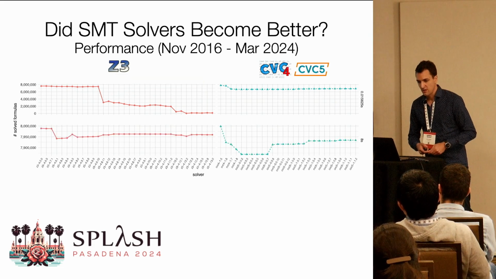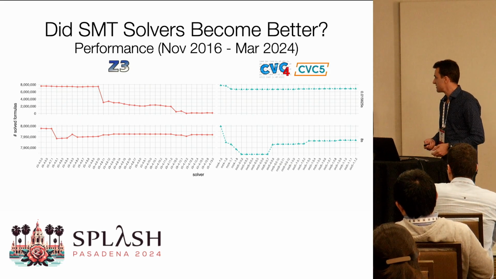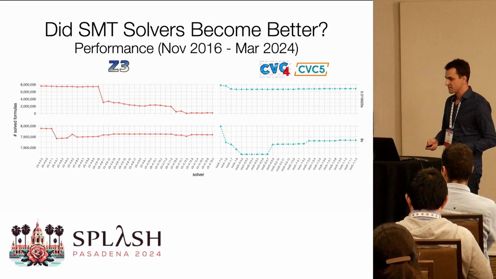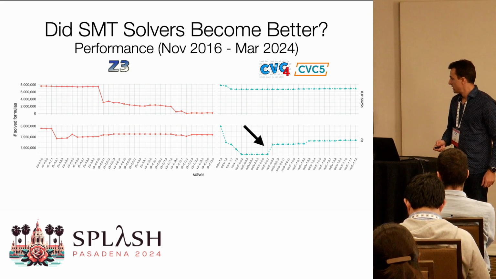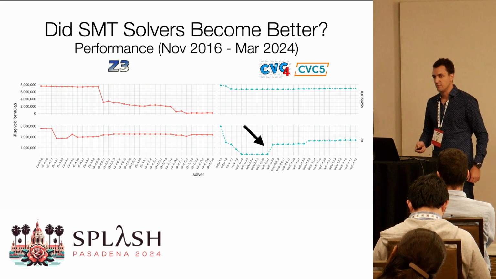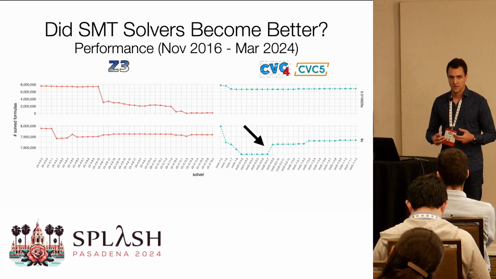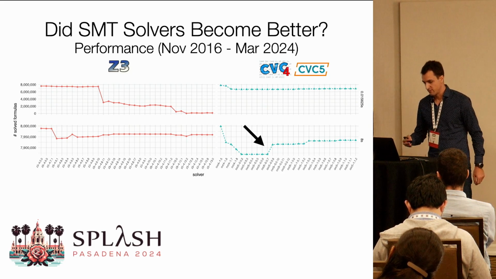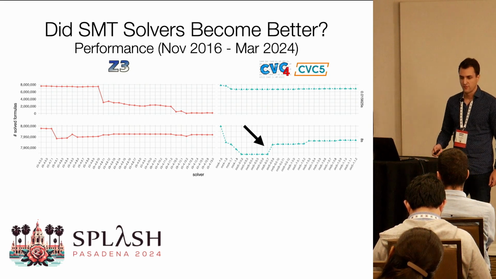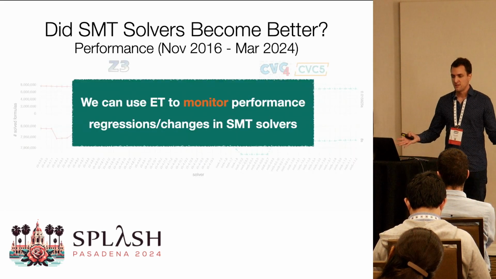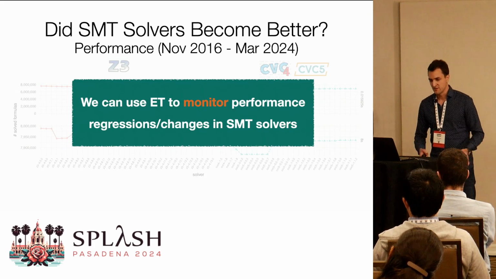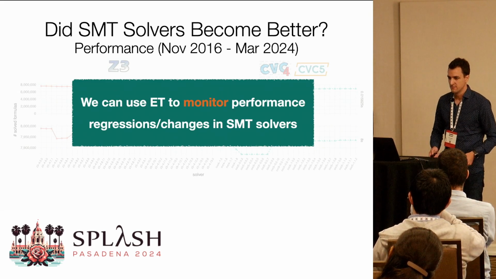For the longer timeouts, we see that Z3's performance is roughly constant, while CVC5's performance drops down. This is mostly related to bit vector issues with the transition from CVC4 to 5. So in sum here, we can use ET to monitor performance regressions and changes in the SMT solver.